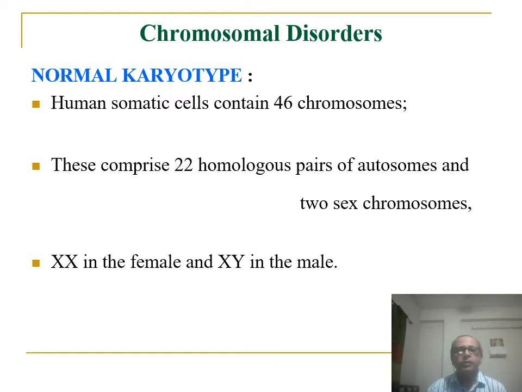The normal karyotype of human somatic cells contains 46 chromosomes. These comprise 22 homologous pairs of autosomes and 2 sex chromosomes: XX in the female and XY in the male.